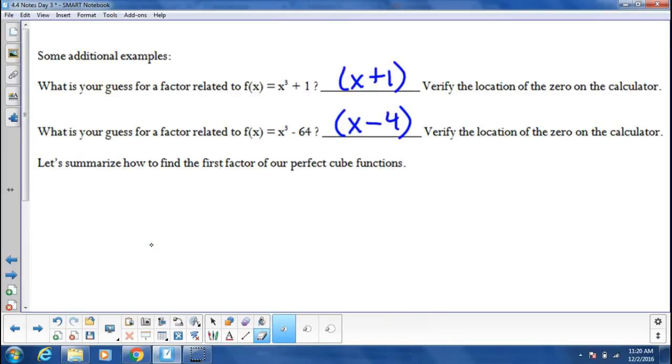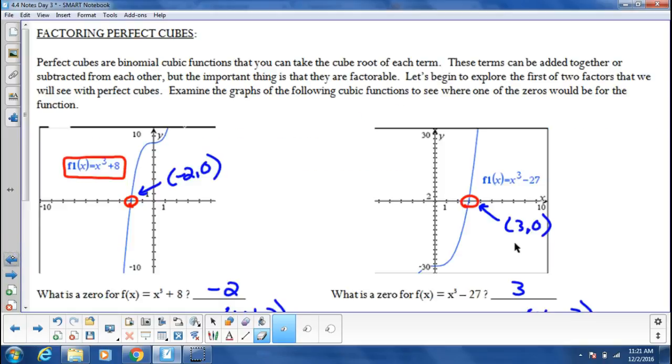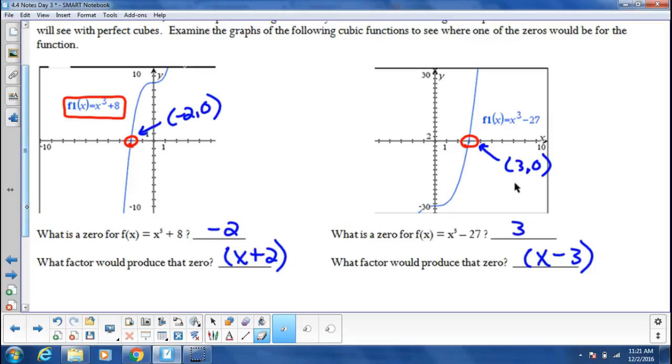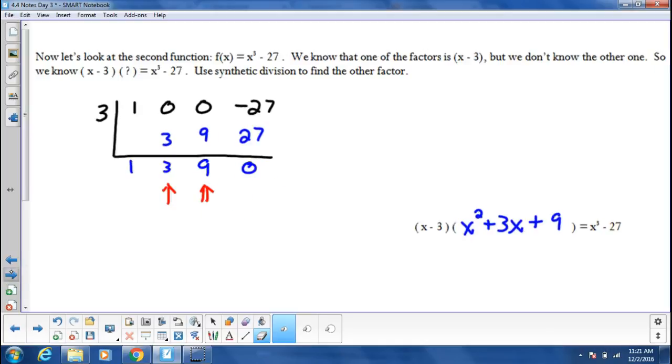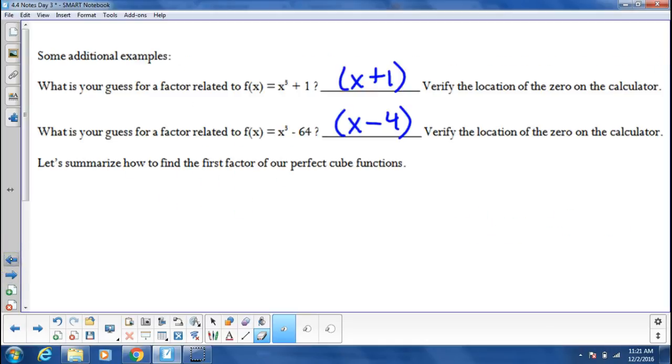Okay? So, we said back here on this slide that the factor for x cubed plus 1 was x plus 1. Right? We said the factor for x cubed minus 64 was x minus 4. On this one, we said that x cubed plus 8, the factor was x plus 2. So those are those ones. Alright? So, how do we find that first factor?